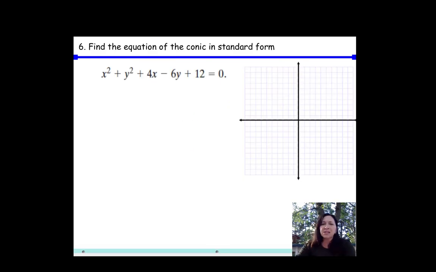The next question says, find the equation of the conic in standard form. So that basically means if it's a circle, I need to set it equal to r squared. If it's a hyperbola or an ellipse, it's going to be set equal to 1. And because I noticed the first two terms here, x squared plus y squared, and there's no value other than 1 in the front, this is a circle. And also because they're both positive.